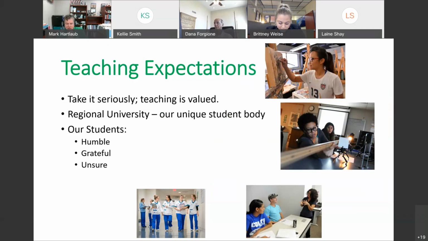Our student body is humble, grateful, and unsure. That's how I would characterize them. One word you're not going to see there is entitled. Our students are not the kind who say, you better do this for me or I'll give you a bad evaluation and you'll be fired. We don't have students like that. I've heard horror stories of faculty that come here from other places and that's what they say, but we do not have that. Our students are very thankful to be getting the education that they're getting. They're very thankful that there's a nice university right here in town where they can take classes, and they're unsure. They're unsure about what they're doing. They're unsure about what they can do.